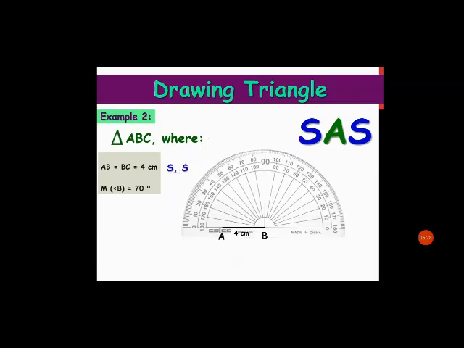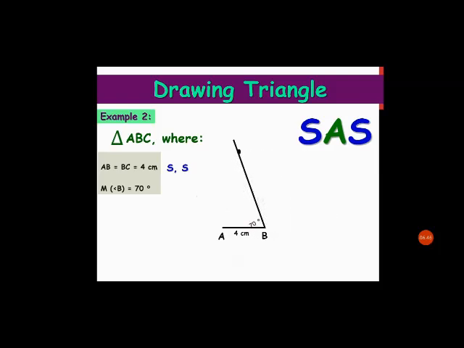And by the way, this is the case of SAS, side angle side. I have two sides and one angle. So I begin by drawing the angle B, 70. Of course, I chose the 0 to the left because this is the 0 lying on the line, and I will write 70. Then I will use the ruler in order to measure BC. I will measure 4 centimeters, and then I will connect the point from 0 to 4 with the point A. Then I will write the last letter, which is C.